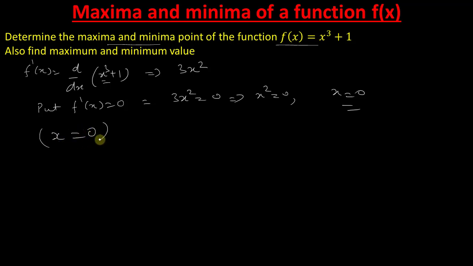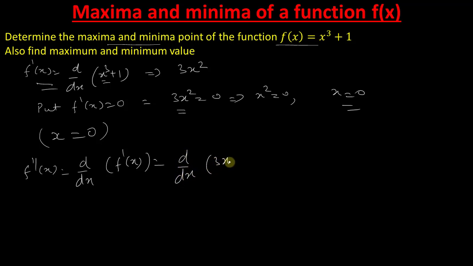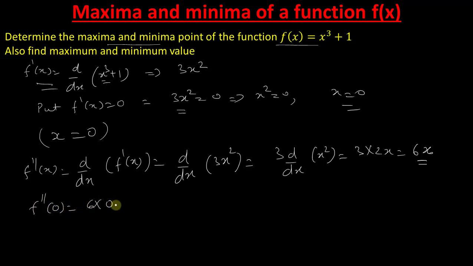Now we have to check whether it is a point of maxima or a point of minima. Find the double derivative. So f double dash x is dy by dx of f dash x. So dy by dx of f dash x, which is 3x square, is 3 dy by dx of x square. The derivative of x square is 2x. 3 into 2x is equal to 6x. Now calculate f double dash 0, so it is 6 into 0, which is 0.